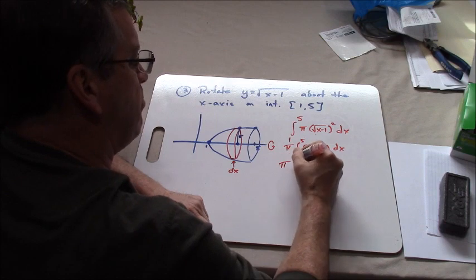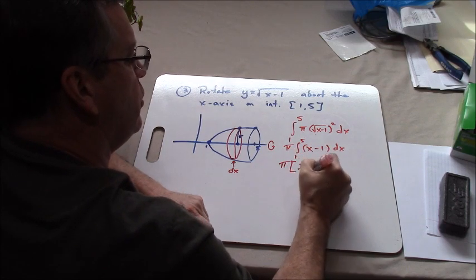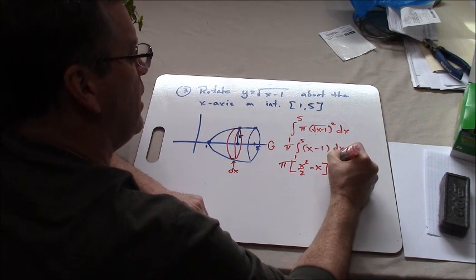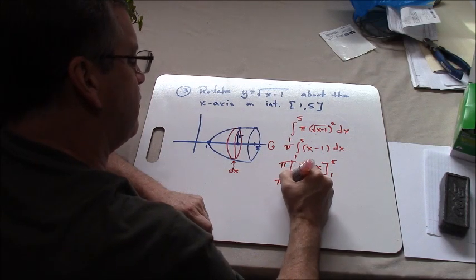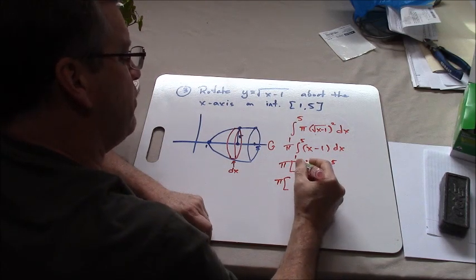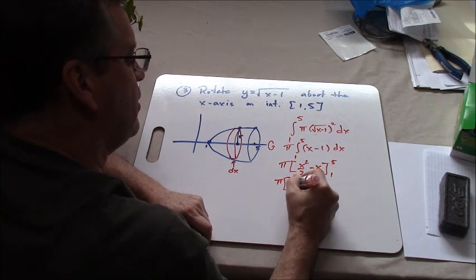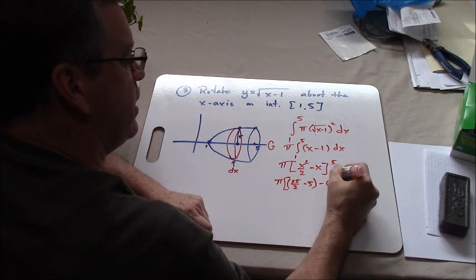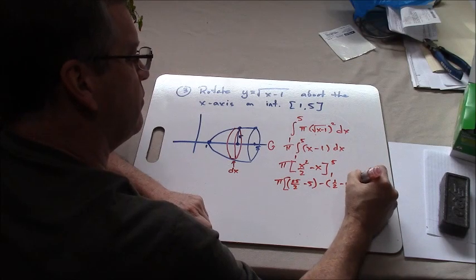All right, so I've got pi times x squared over 2 minus x. We're going to evaluate that from 1 to 5. So if I put in a 5 first, I get 5 squared, which is 25, over 2, minus 5, minus what I get when I plug a 1 in, which would be 1/2 minus 1.